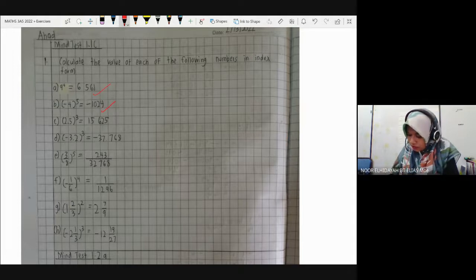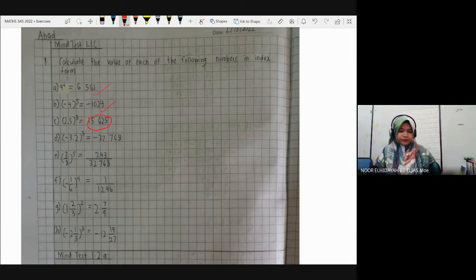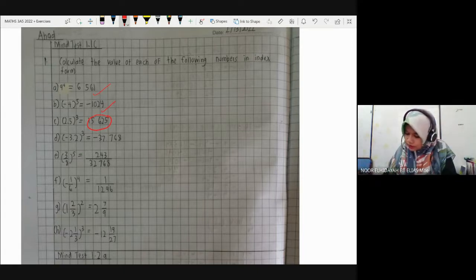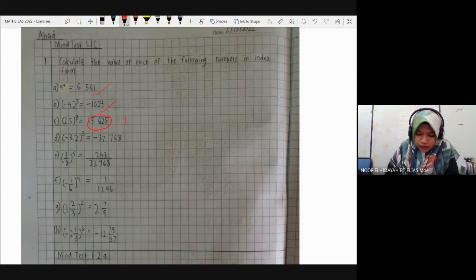Next, 2.5 to the power of 3. Is it 15,625? Betul? Yang ni awak dapat? Guys, yang lain-lain? Si Ranjavi cuba tekan calculator sekali lagi. 2.5 to the power of 3, what's your answer? 15.625. Maybe careless kot sini.